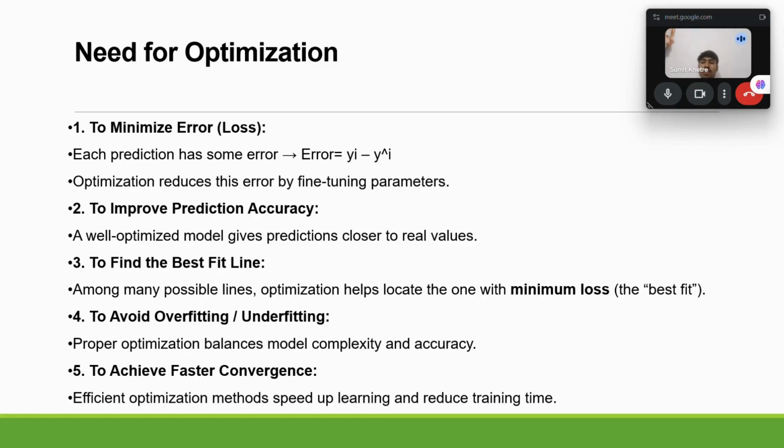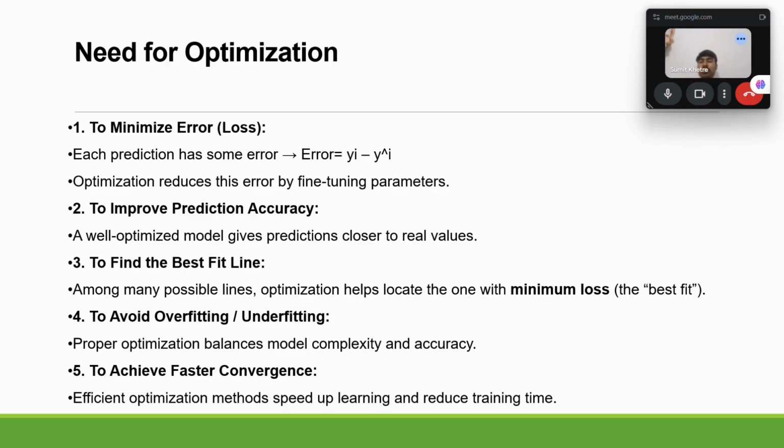The second need is to improve prediction accuracy. A well-optimized model gives predictions which are very close to the real values. The third one is to find the best fit line. As we have seen before, we have to find out the best fit line for optimization. Most probably, the need of optimization is to find the best fit line. Among many possible lines, the line which passes through most of the points is considered as the best fit line. So optimization helps to locate the one which has a minimum loss.